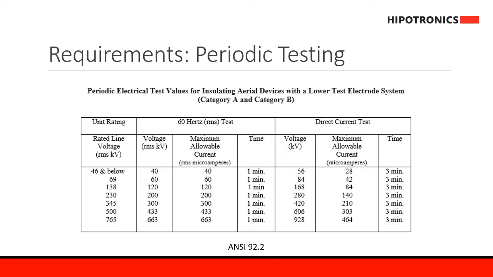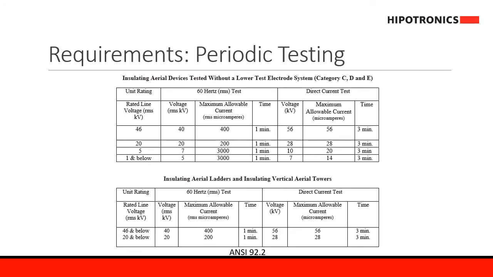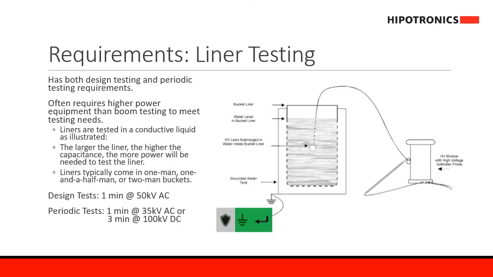This chart is also from ANSI 92.2 and details the guidelines for periodic testing of insulated booms for Category A and B aerial devices. This chart is from ANSI 92.2 and it details the guidelines for periodic testing of insulating booms for Category C, D, and E aerial devices, as well as insulating aerial ladders and insulating vertical aerial towers.